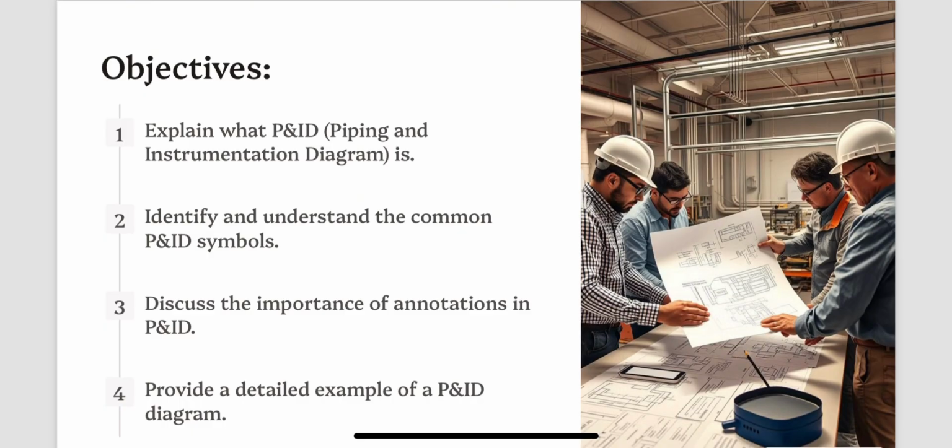Our main objectives today are as follows. First, to explain what a P&ID, or piping and instrumentation diagram, is. Second, to identify and understand the common symbols used in P&ID. Third, to discuss the importance of annotations in these diagrams. And finally, we will provide a detailed example of a P&ID to help you better understand its application.